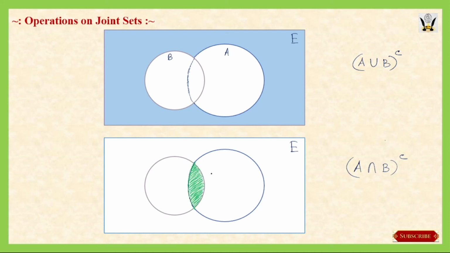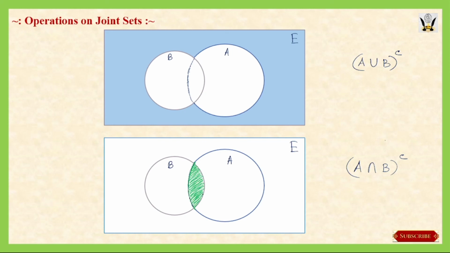Intersection operation means this green shaded area, the overlap portion between A and B. So this is the result of intersection. In the Venn diagram, this green shaded area is the result of intersection, and then we will take the complement of that. That means we will consider the rest of the portion other than this green shaded area. Whatever is shaded here in white is the complement of this intersection operation. So between A and B, this is the intersection, and apart from this green shaded area, the rest of the portion is the complement of that intersection operation.